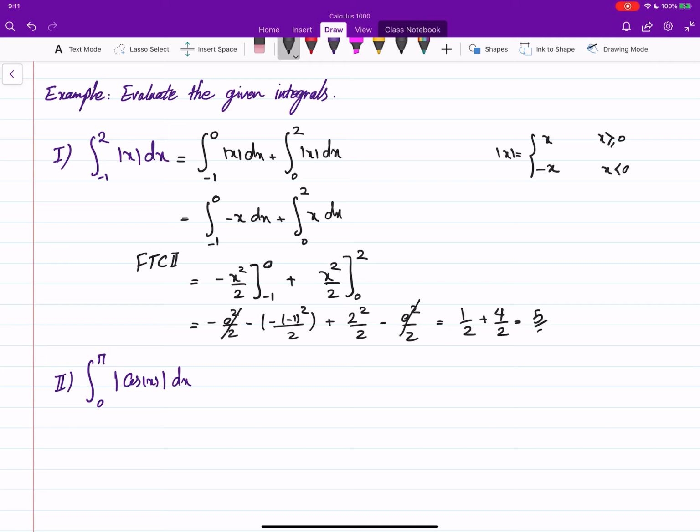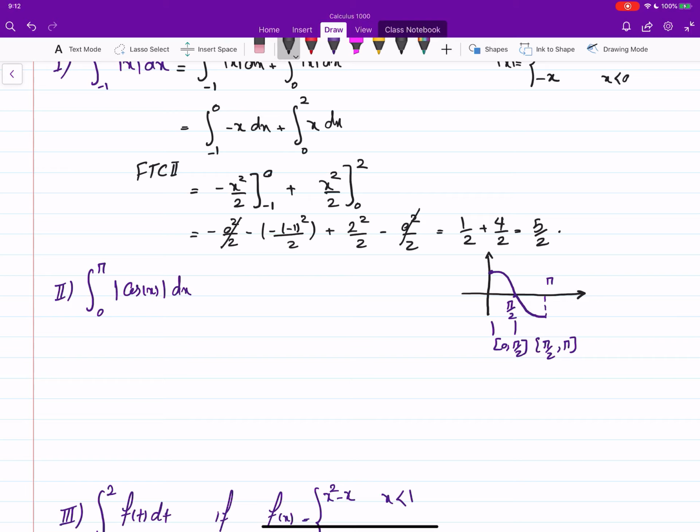Okay. How about absolute value of cosine x? Well, remember we have the graph of cosine x. So it goes like this. At 0 it is 1, at pi over 2 it is 0, at pi it is -1. Then you notice that cosine is positive on the interval 0 to pi over 2, and from pi over 2 to pi, it is negative. Why is it important? Because there's absolute value, and absolute value makes the function piecewise defined.